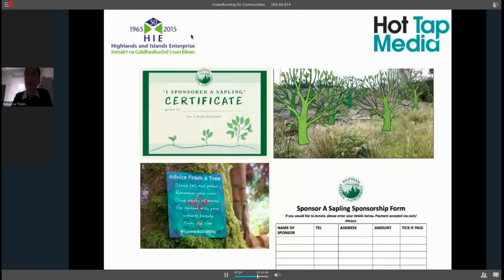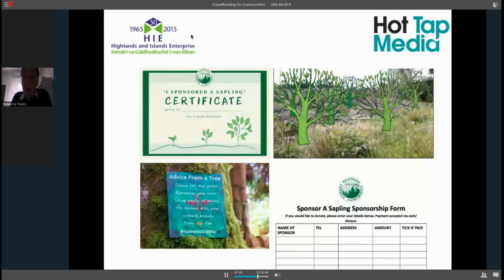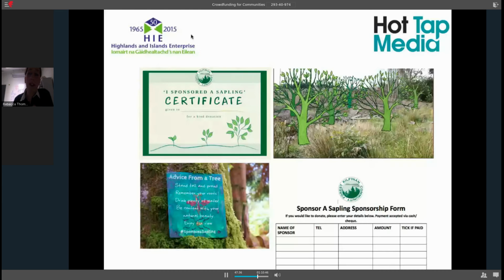There will be various different packages on offer as part of this campaign that you can obviously decide to buy. All of these packages will include a sapling and seeds. We're also hoping for some involvement from the local primary school. We're looking into them providing an artwork of your sapling as part of one of the packages.